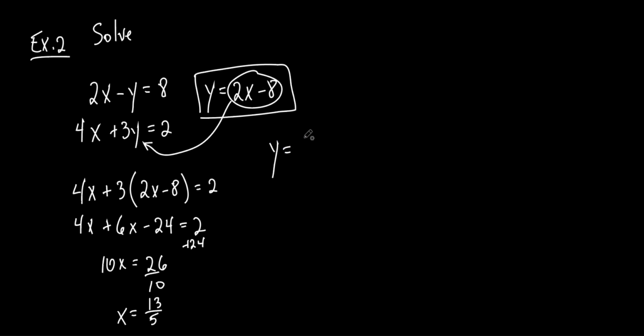So y equals 2 times x. I'm going to put 2 over 1. Why in the world would I put 2 over 1? Because I'm multiplying it by a fraction. There's my 2x right there. y equals 2x, and then minus 8.